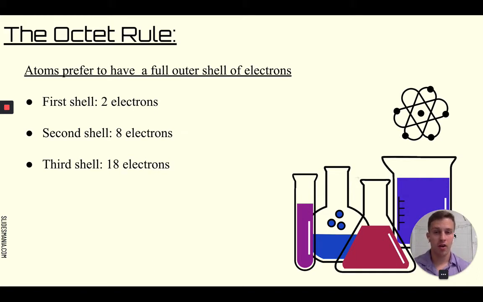So which shell is the outer shell of the electron? Just as a reminder, the first shell can hold 2 electrons, the second shell can hold 8, and the third can hold 18. And again, there are further shells after that, but we're not going to go past 3. This is called the octet rule mainly because we're looking at this second shell. And the second shell likes to have 8 electrons. So think like octopus, 8 arms, 8 electrons, octet rule. So atoms prefer to have a full outer shell, and most of the time that'll be 8 electrons.